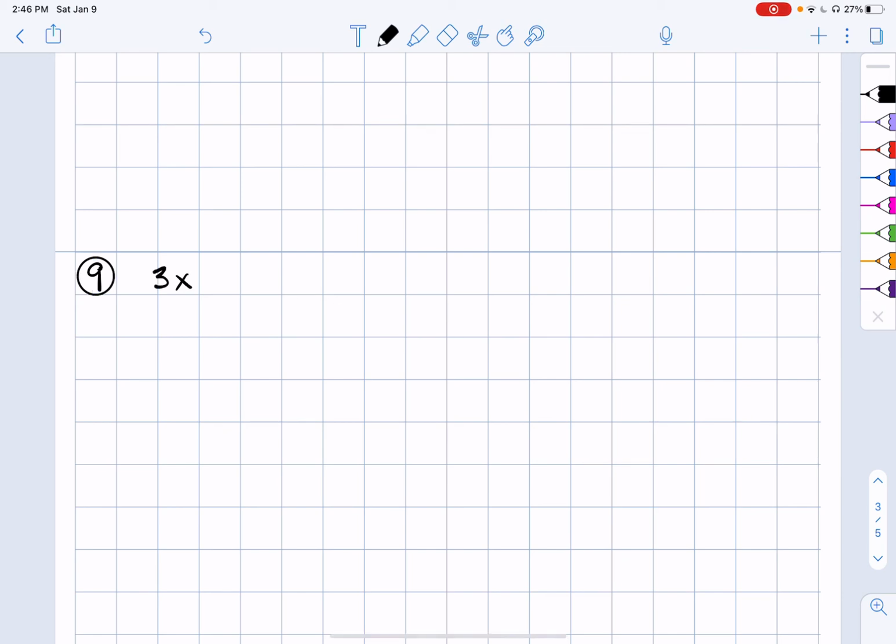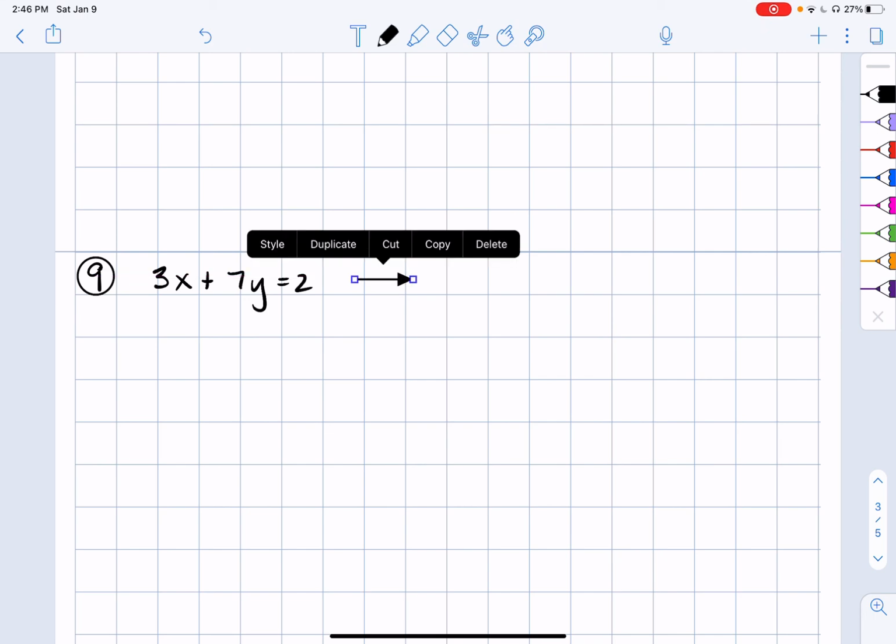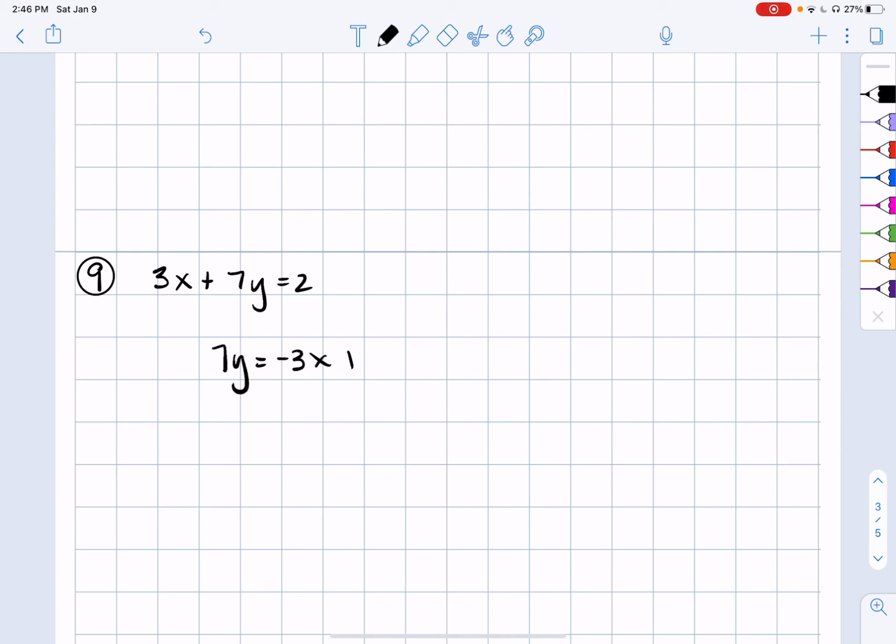I want to write the first equation, and I'm going to go ahead and find its slope. So in other words, I'm going to get the y by itself. First I'm going to bring that 3x over to the other side by subtracting it. So I have 7y is equal to -3x plus 2. Then I'm going to divide everything by 7. So I'm going to have y is equal to -3 over 7x plus 2 over 7, which tells me that my slope is equal to -3 over 7.